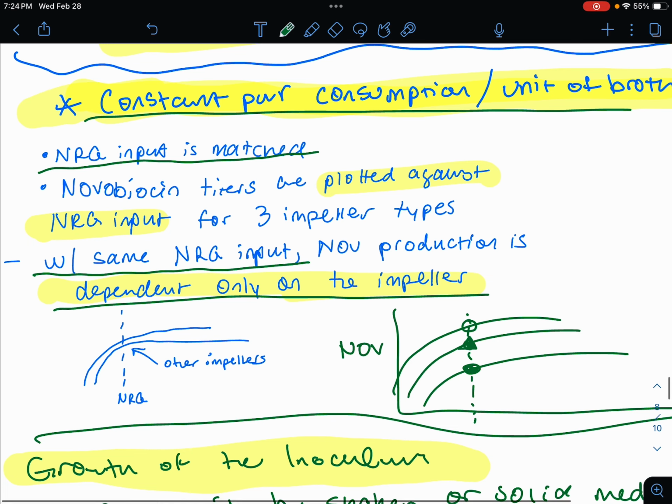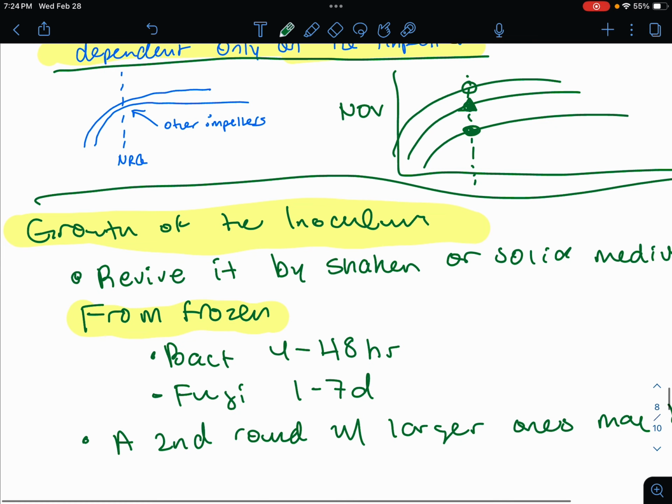All right, let's talk about not the permafrost. Why did I say permafrost?